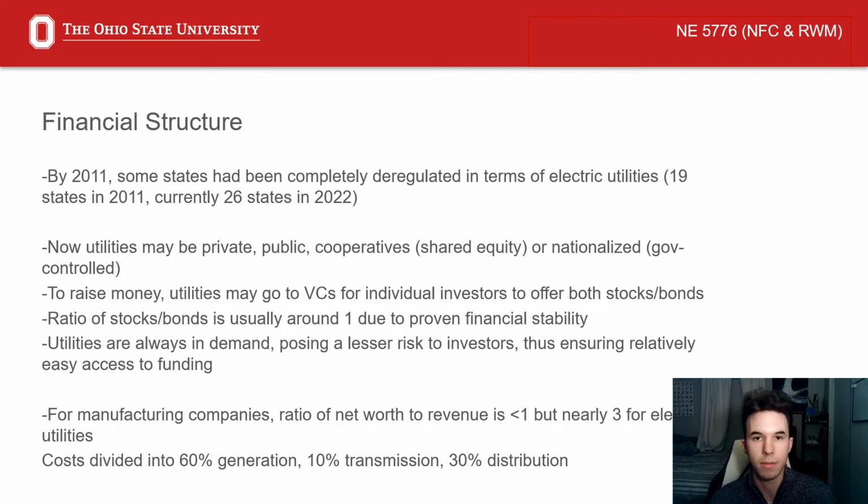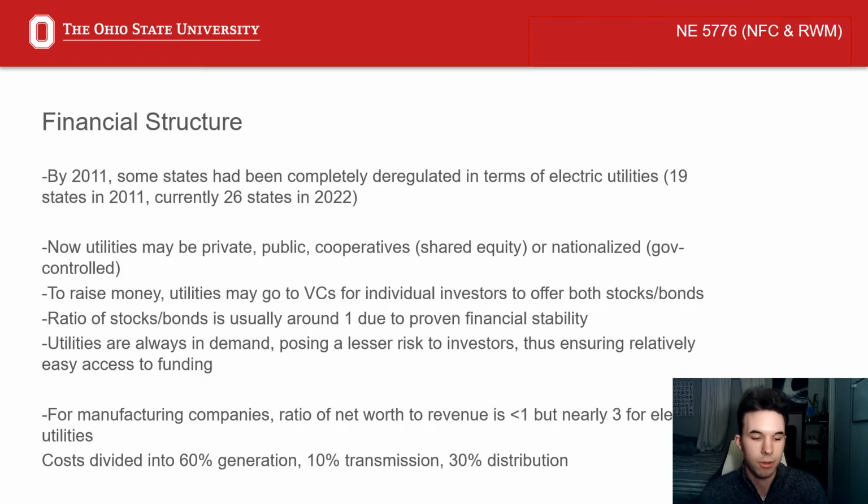There's always going to be investors looking into utilities. It's often a safe investment, and this likewise ensures relatively easy access to funding for those respective utilities. Some extra, I guess, interesting bits of info. For manufacturing companies, the ratio of their net worth to revenue is often less than 1, but when you look at electric utilities, that's nearly a factor of 3.